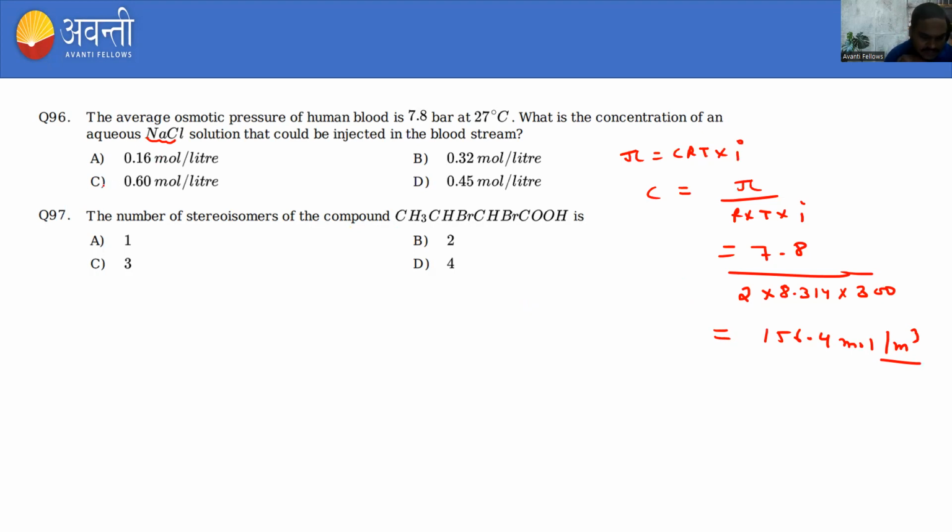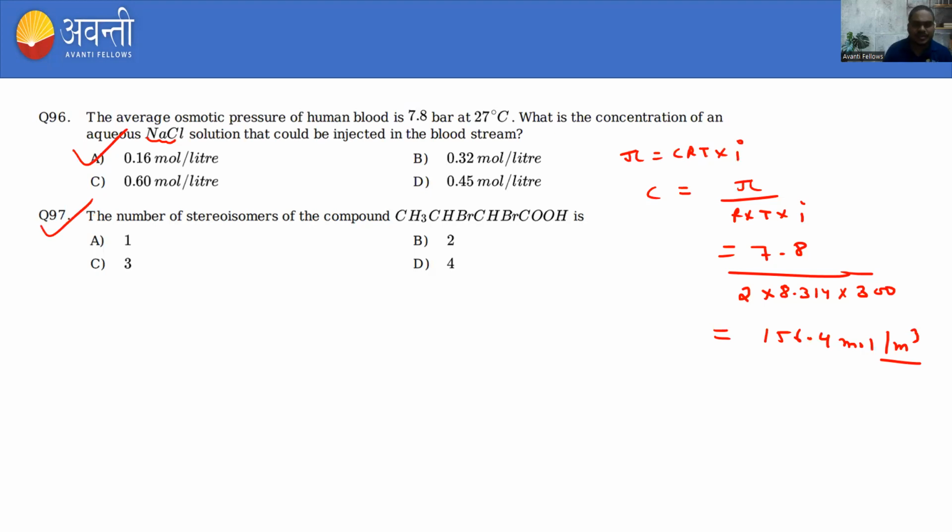So which option is correct? Option A, that is 0.16 mole per liter, is correct, because this is 156.4 mole per meter cube, and when you convert meter cube into liter, you'll get this value. Now, move to question number 97.